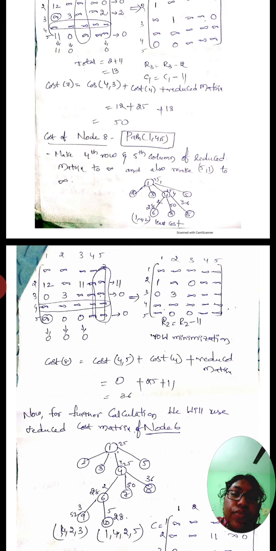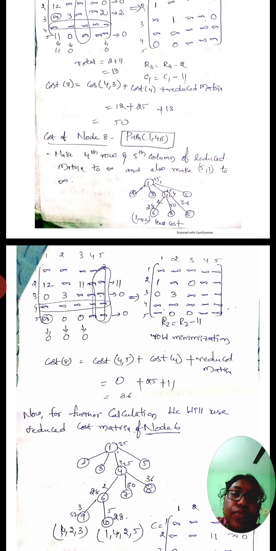Okay, and we have to find out now 6, 7, 8 and 9, 10. Remaining vertices: how many remaining vertices? 2 remaining vertices, third vertex and fifth vertex. Now we have to calculate C, the fully reduced matrix. Which node do we have to take? 1, 4, 2 value we have to take, and then cost of node 9, path 1, 4, 2, 3. Make second row and third column of the reduced matrix to infinity, and also make C of 3, 1 to infinity.